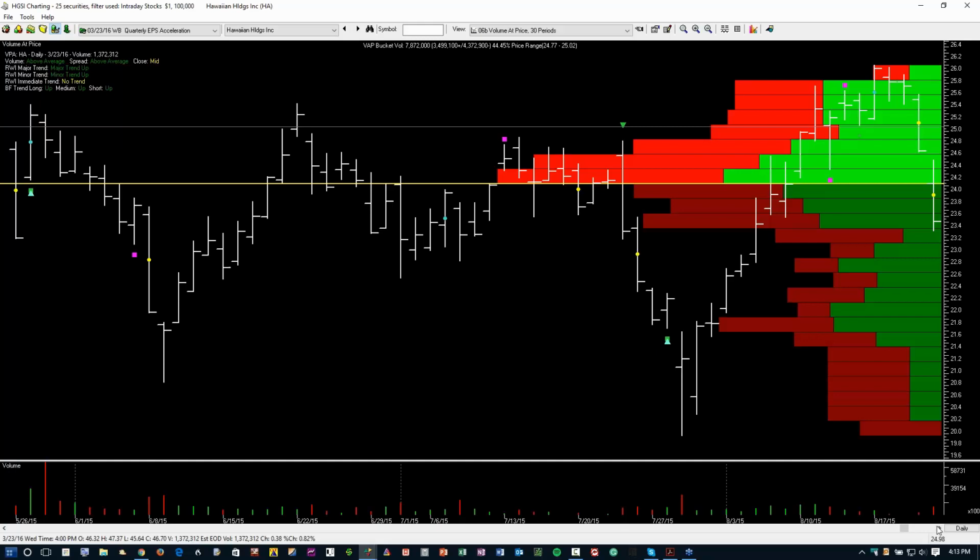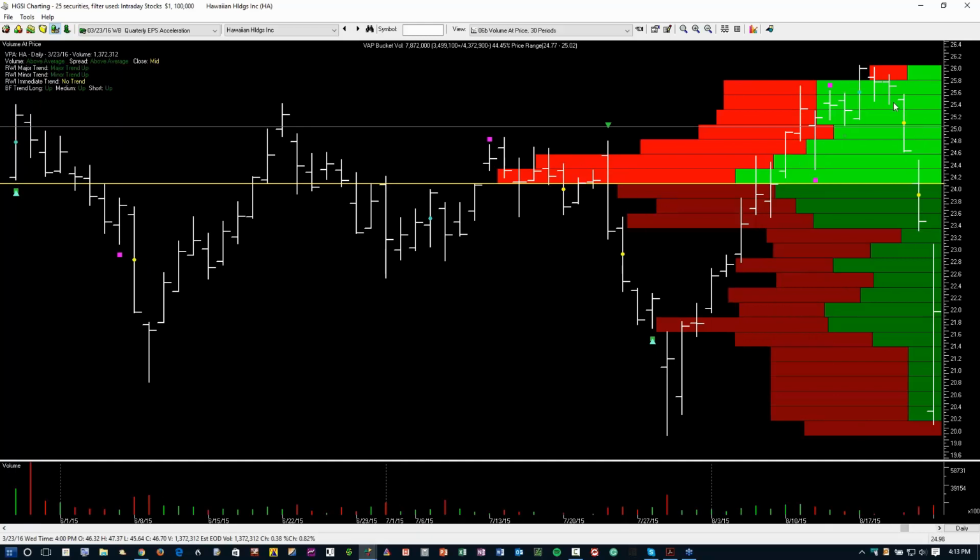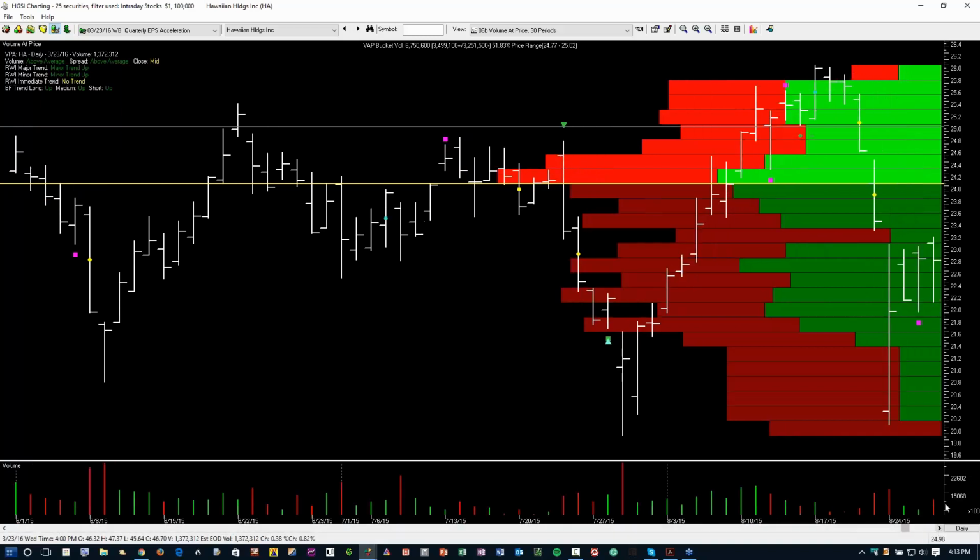And then this was obviously all green up here before it started coming down. But using this in conjunction with these flags, I certainly think is a much more powerful way to use this indicator.